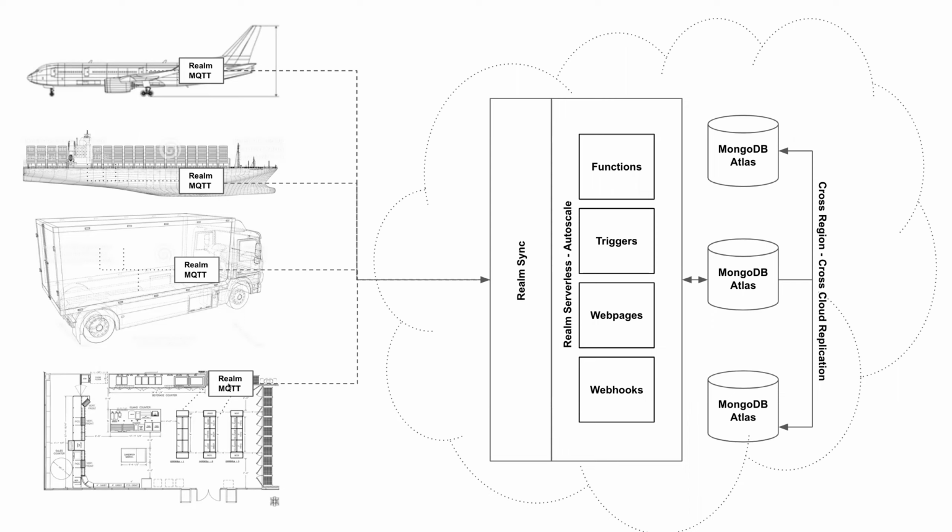There's a Realm broker that actually runs there and Realm middleware software that allows you to synchronize that data to Realm Sync. Once that data comes into Realm Sync, we have functions, we have triggers, we have web pages that can display this information, webhooks that allow you to get that information, and then all the data is stored into MongoDB Atlas. This data is then replicated across different cloud providers, Azure, GCP, or AWS, and can be replicated across regions within those cloud providers. So it's highly replicated and highly available.